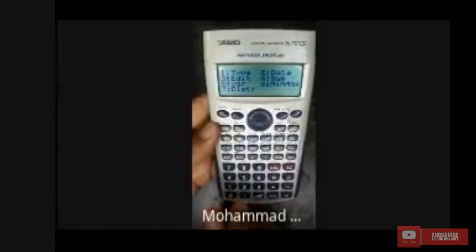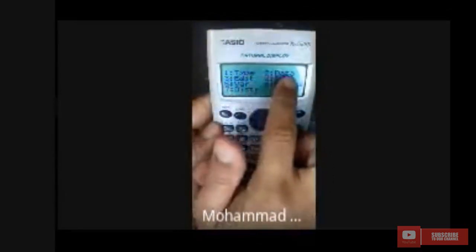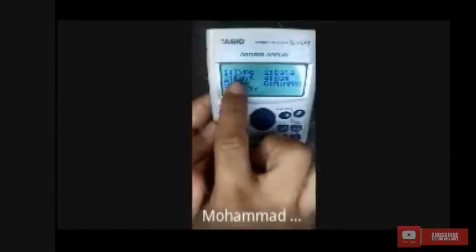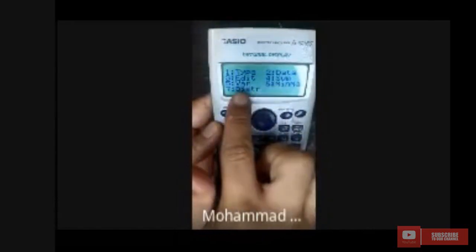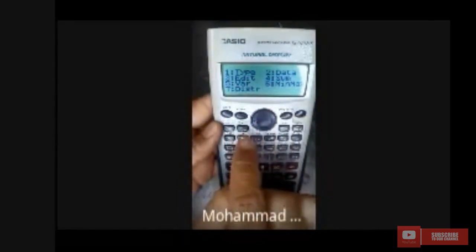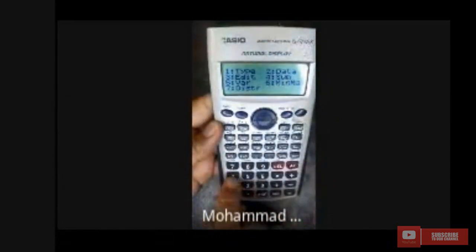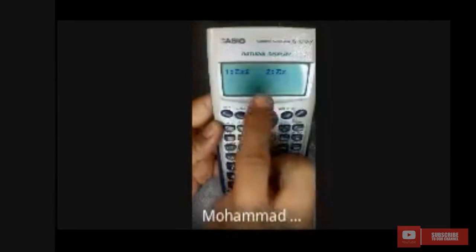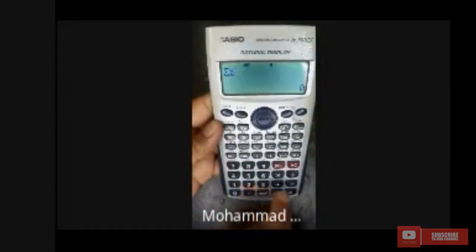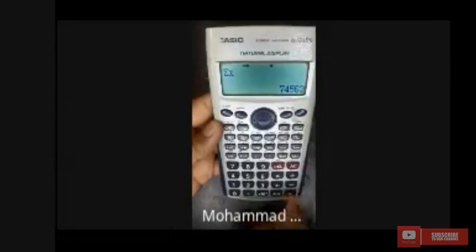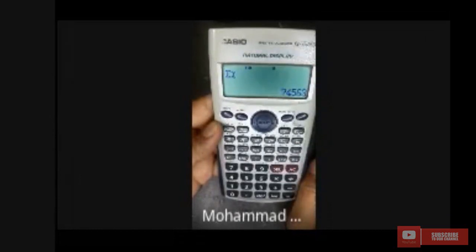Once you tekan 1, you akan nampak dekat sini dia tulis type, data, edit. You can edit, re-edit balik data kalau you rasa salah. And dia ada sum, dia ada variance, min max and distribution. So now apa yang interest kita nak tekan sum 4. So we have the value of summation of fx, x square, summation of x. So we tekan summation of x. Nombor 2. So kita akan dapat the same value yang kita calculate tadi. Right? The same value yang kita calculate tadi.